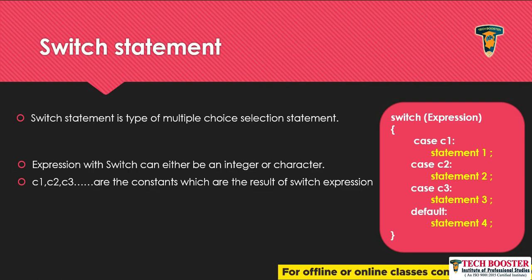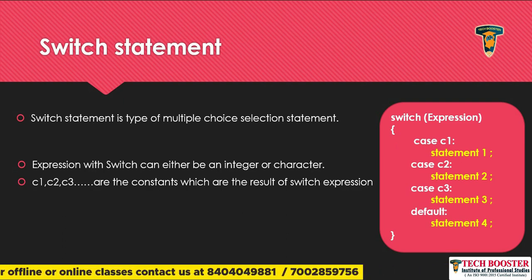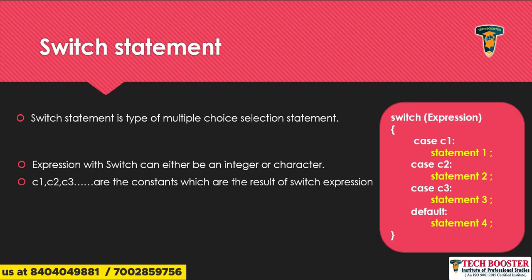And then within this curly bracket we'll have our cases. You may have multiple cases. You can see here, this is my case C1, case C2, case C3. These are nothing but constants. Here C1, C2, C3 are constants and these are the results of my switch expression. Here this is my expression and C1, C2, C3 are nothing but the results of my switch expression.